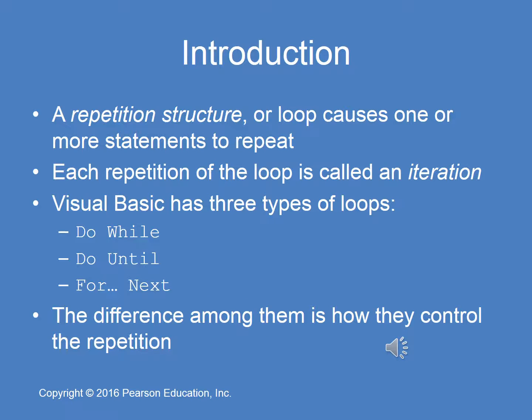A loop is a repetitive or an iterative structure that causes one statement or a series of statements, also called the body of the loop, to repeat one or more times. And each time the body of the loop repeats, it's referred to as an iteration. Visual Basic has three types of loops: the do while, the do until, and the for next. And the difference among these three is how they control the repetition and when the Boolean condition that determines whether or not to iterate again is checked.